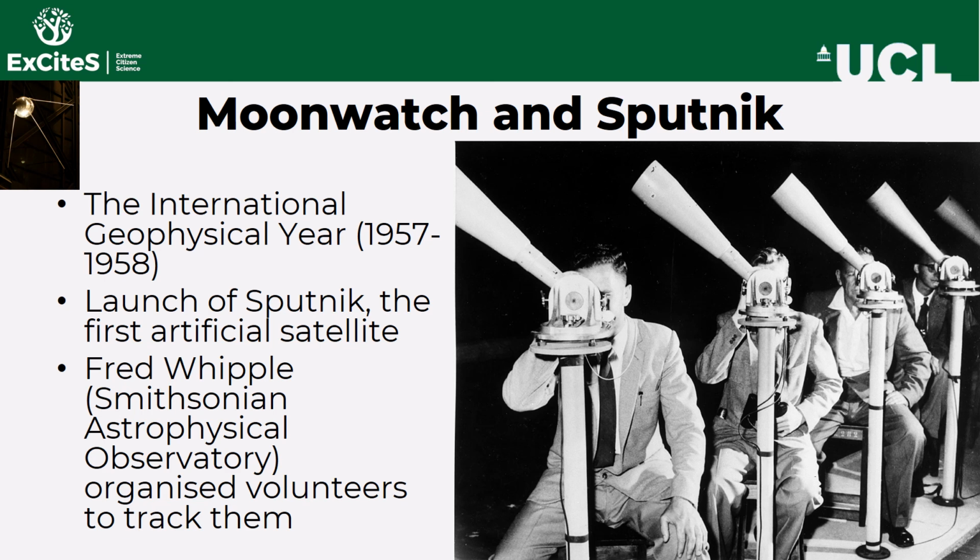At the same time, Fred Whipple, who was at the Smithsonian Astrophysical Observatory, was also suggesting a whole system of volunteers that would follow the distribution of these new satellites, and he created the Moonwatch project, which actually continued until 1975. When Sputnik, the first of these artificial satellites, was launched, it was these Moonwatch volunteers who managed to see it first, because the very expensive system was still in the setup stage and was not ready yet to operate.